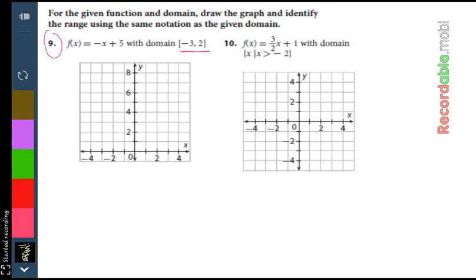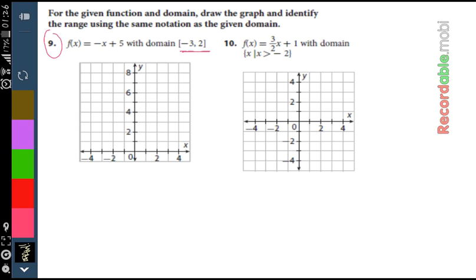Hi, in this video I'm going to describe how to draw a line segment using restricted domain. We said earlier that restricted domain means that you have a starting point and an ending point, so it is restricted to some values of x or to some part of the x-axis.